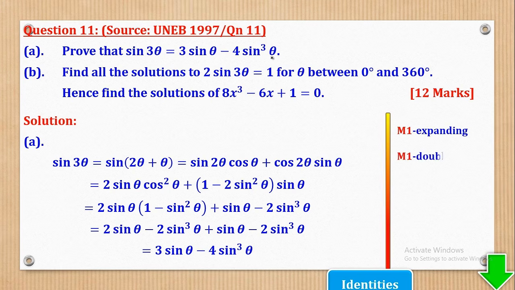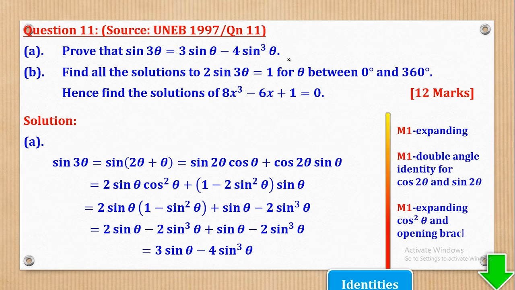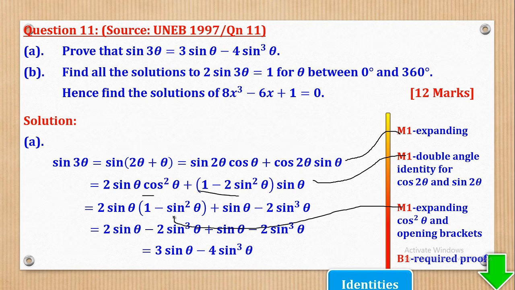So before we go to part B, let's see how marks can be awarded for part A. M1 for this expansion, M1 for the double angle identity for both this and this. Then M1 for expanding cos squared theta and opening brackets, so meaning it's given at this second last step, and B1 for the required proof. So that was part A.